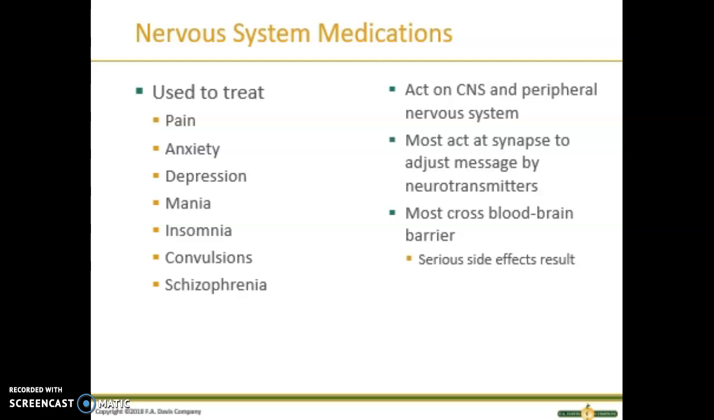So let me say that again more slowly. Most drugs act at the synapse between nerves and adjust the transmission of messages by the neurotransmitters. Medications work by either exciting the central nervous system or depressing it. These drugs are powerful enough to cross the blood-brain barrier and thus have serious side effects. So neurotransmitters are the chemicals that facilitate the movement of messages across the synapses.